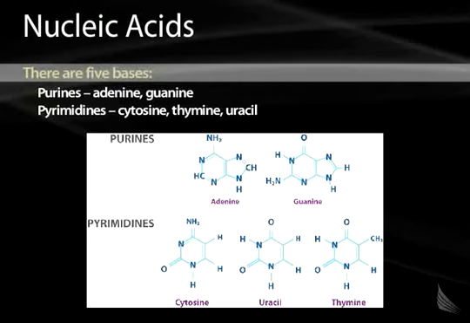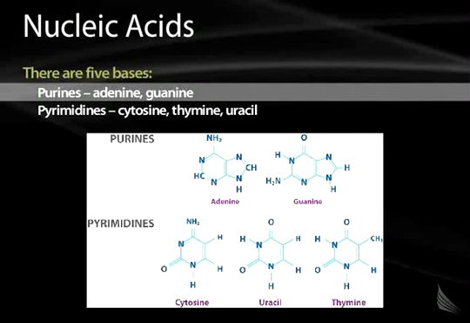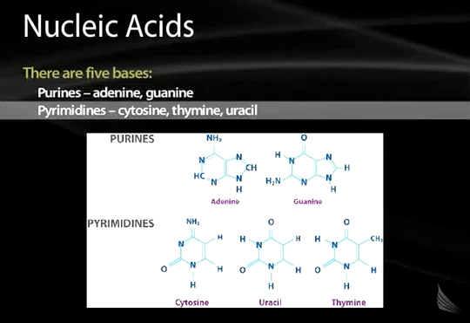Now, there are 5 different bases. There are the purines, which are adenine and guanine, and their nitrogenous bases are shown here. And then the pyrimidines, which are cytosine, thymine, and uracil, which are shown here. The purines have 2 rings. The pyrimidines have a single ring.